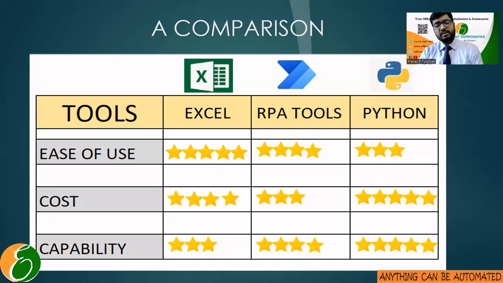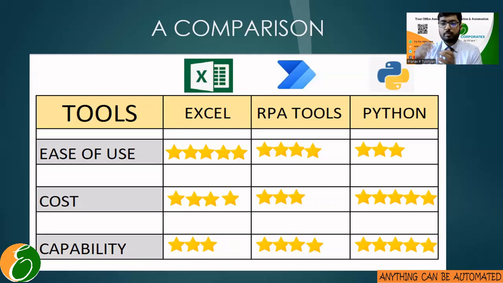Python is 5 stars in this case because Python is freely available. It's open source, and you can do anything. There is never a limit where you have to pay for a library or code, because you develop it on your own. It has 5 stars for cost. It is the best tool in terms of cost.